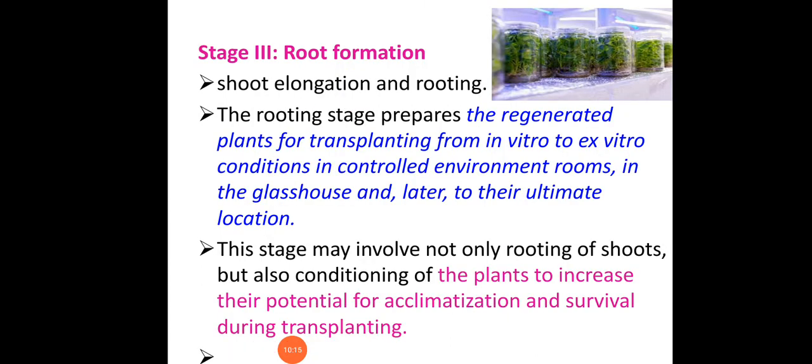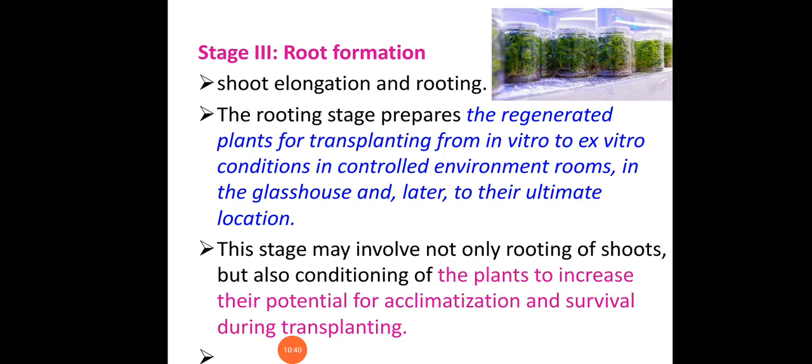Then root formation. After shoot, the third one is the root. Here elongated roots are produced. Here regenerated plants are prepared for transplanting from in vitro to ex vitro. In vitro means we can produce within the lab. When it is planted outside, it is called ex vitro.